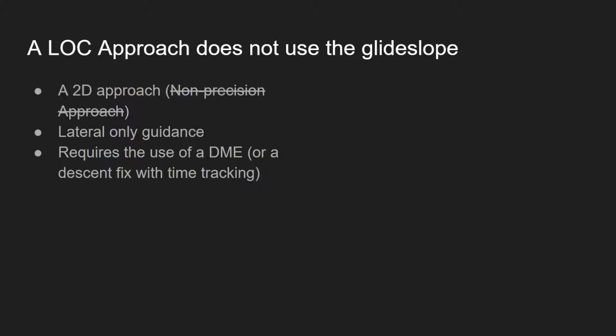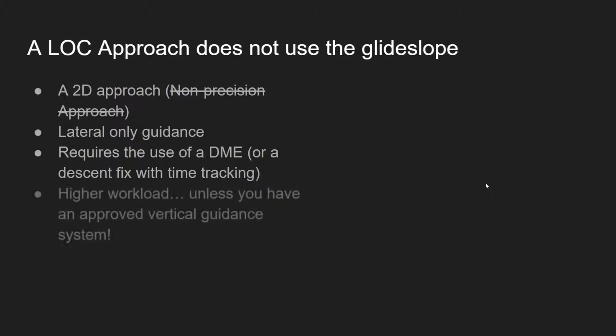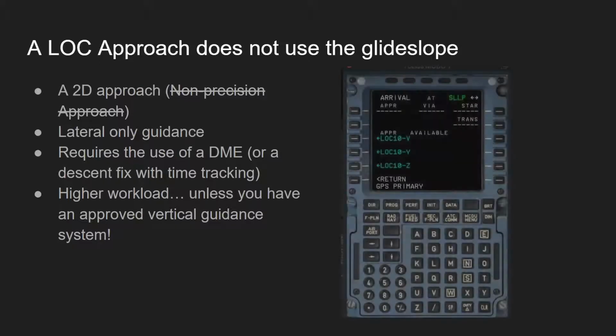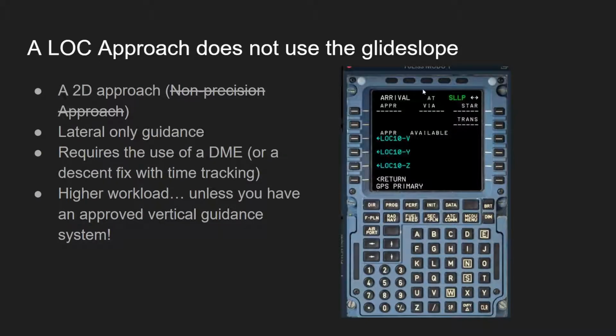Now, it's going to be a higher workload unless you fly an Airbus, because the Airbus is fantastic. You just select the localizer, and then it will vertically manage it for you. So it's basically an ILS approach. You get the diamonds; they would just be magenta instead of green, because it's managed by the flight management system. But it's a lot of fun to do it raw data in an Airbus.